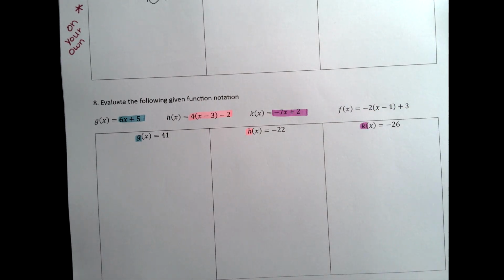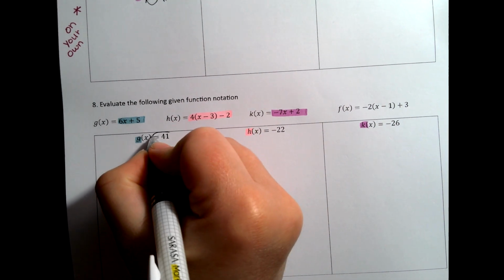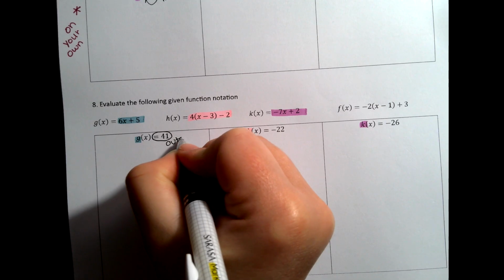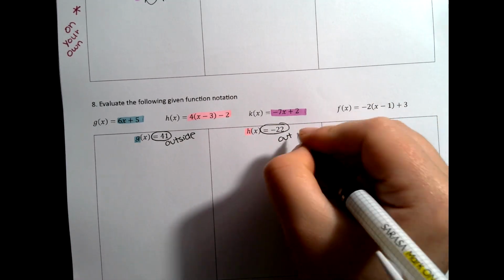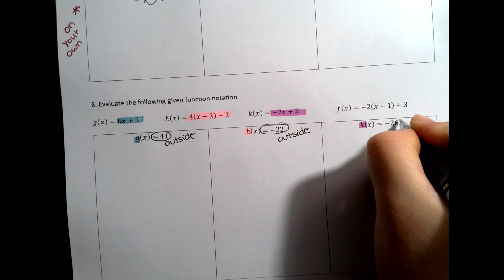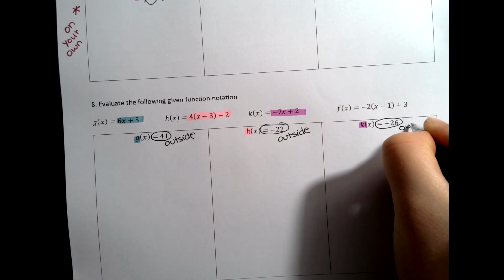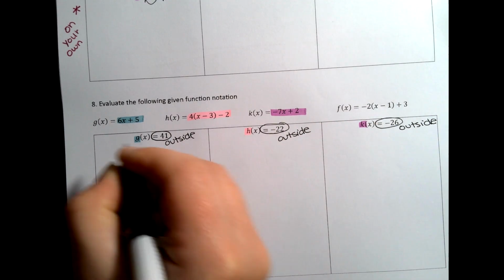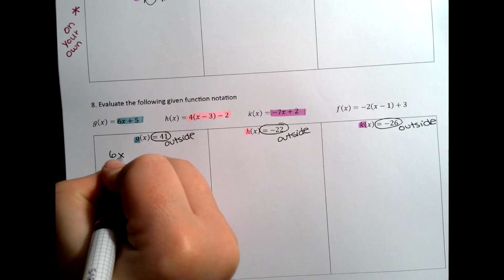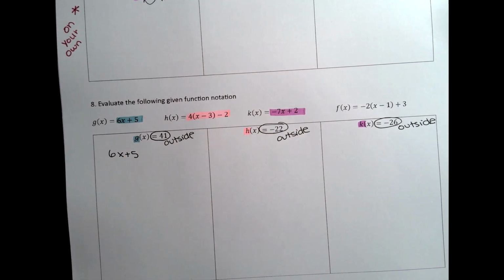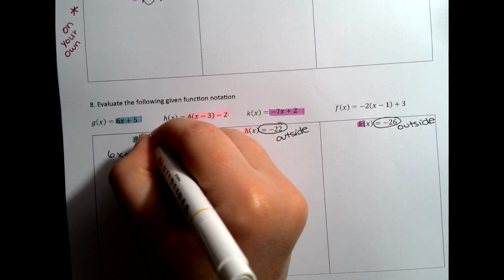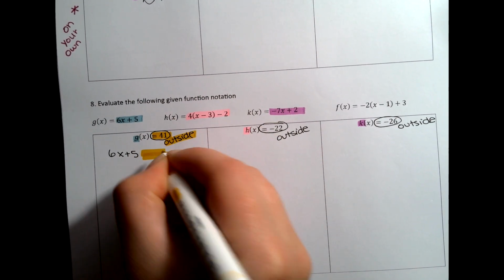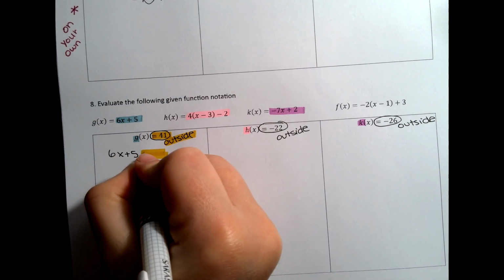Now, take a look at where our number is in the question. This number is on the outside of our parentheses. This is after our equals. It's outside the equals. So what ends up happening, let's take G, 6x plus 5. And because, just kidding, this is positive 41, equals is on the outside, we're going to write the equals 41 on the outside.